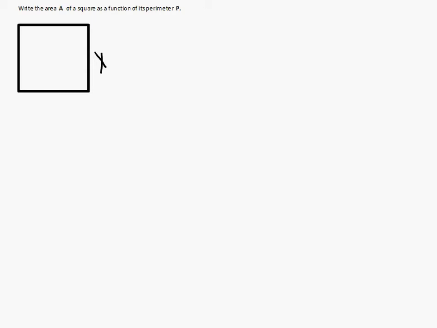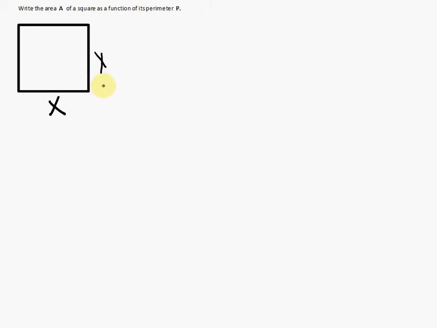We have a square here, and we know that a square has all four sides that are equal. Because this problem doesn't tell us the length of the side, I'm just going to call it x. So we'll call this side x and this side x. They're the same because it's a square. So we call it the same variable.